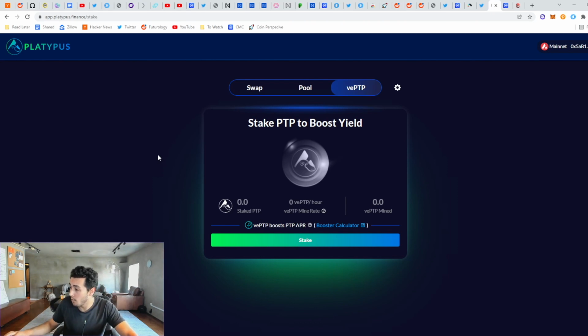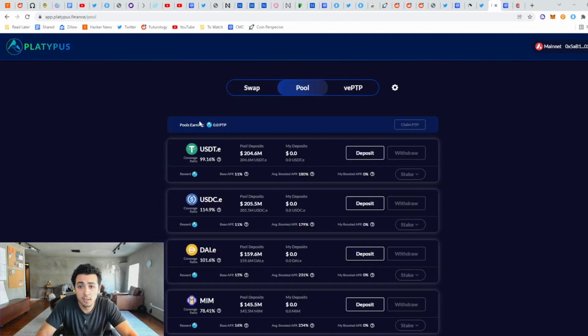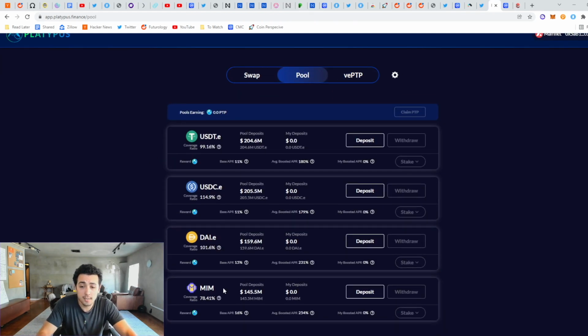And then I went over to the pool and I deposited $80 worth of MIM. MIM is a stable coin on the Avax chain. And so the base APR is 16%. Then there's the boosted APR.